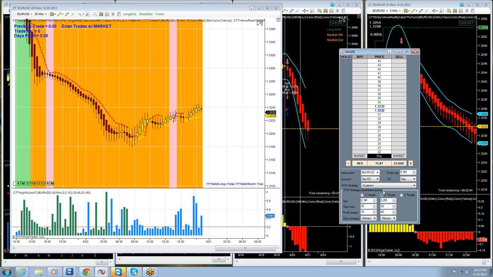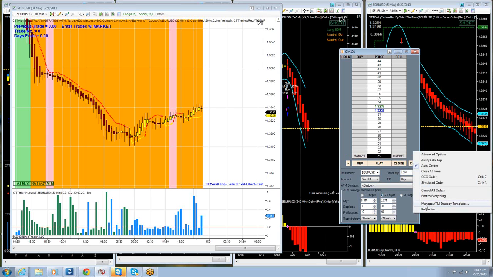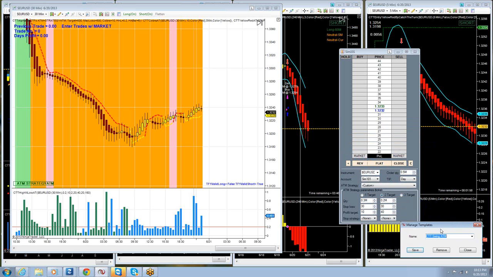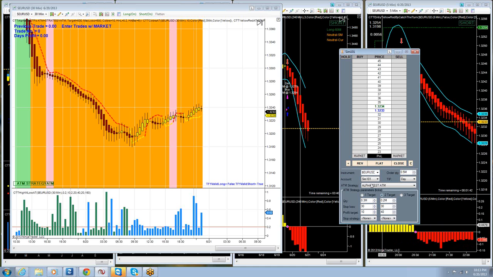Okay, guys, so now what we've done is we've built a custom ATM strategy, and that is one of the great features of NinjaTrader. It is one of the best trading platforms out there, I have to say. It gives you a lot of ability to customize different features and options. So I'm going to name this one Alpha Test ATM. Okay, so this is my Alpha Test ATM right here.